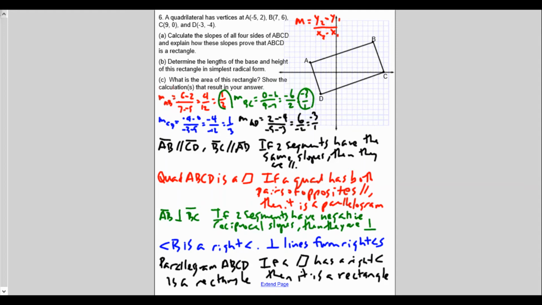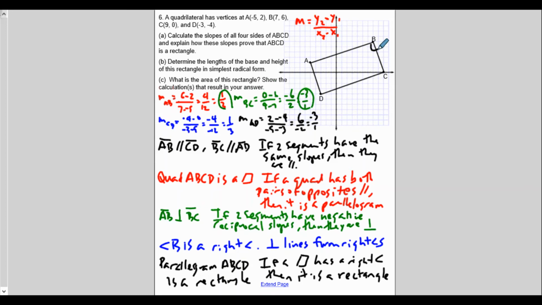Angle B is a right angle. Now, how we know where AB and BC meet, that's a right angle. We kind of showed that, because of the perpendicular. And therefore, we can now say that angle B is a right angle because perpendicular lines are right angles. And finally, parallelogram ABCD is a rectangle. If a parallelogram has a right angle, then it's a rectangle.